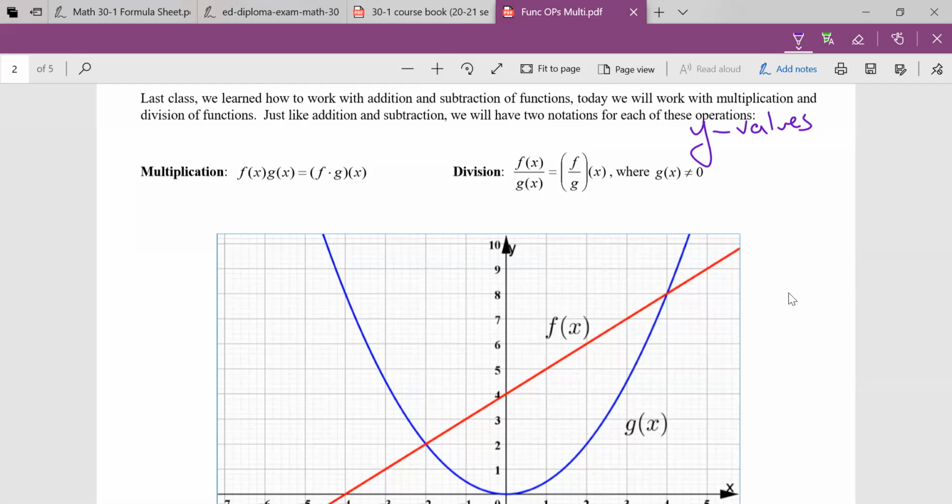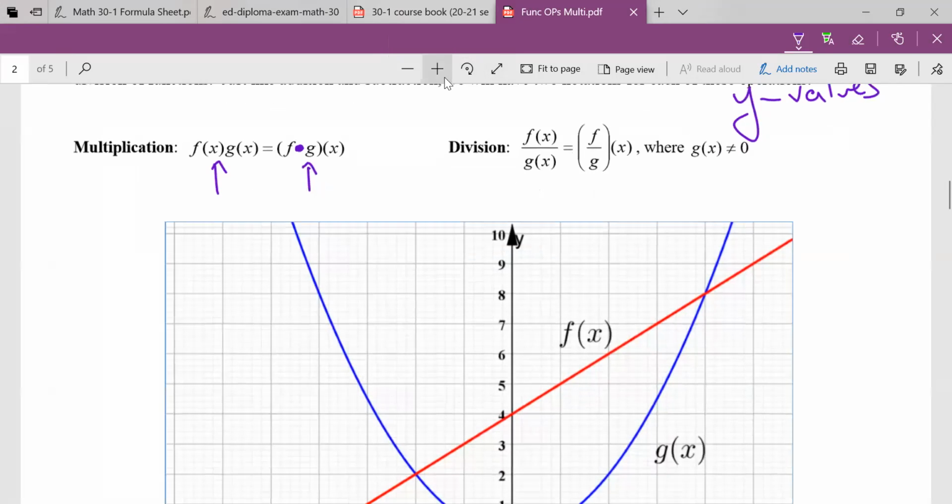Now, like last lesson, we have two different ways to write these in terms of notation, this or this. Okay, I prefer the first way. The second way doesn't bother me, but I just need you to focus in that solid dot means we're multiplying. In the next lesson, we'll see an open dot, and I need you to recognize the difference between those two things. Okay, division, again, we've got two different ways to write it.